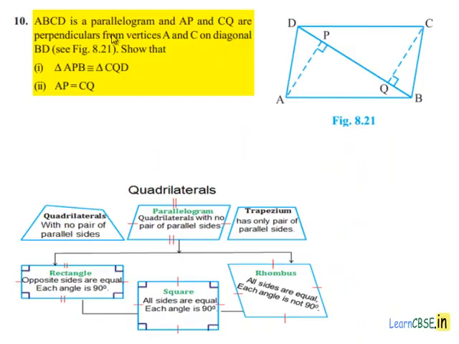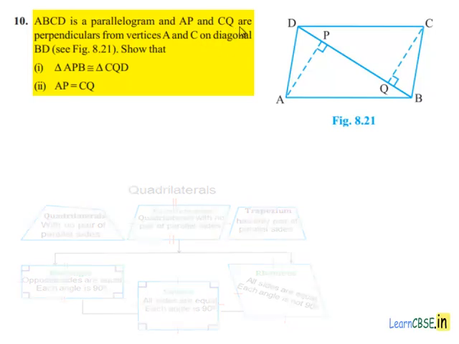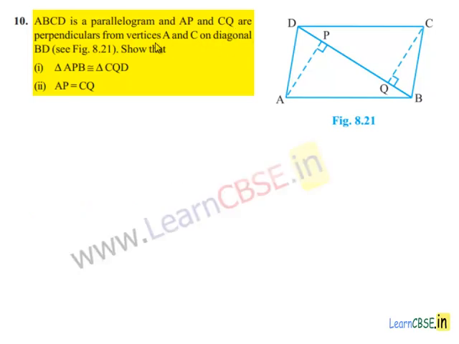Now moving on to the 10th question. ABCD is a parallelogram and AP and CQ are perpendiculars from vertices A and C on diagonal BD. Show that triangle APB is congruent to triangle CQD, and second, AP is equal to CQ. Now moving on to the solution.